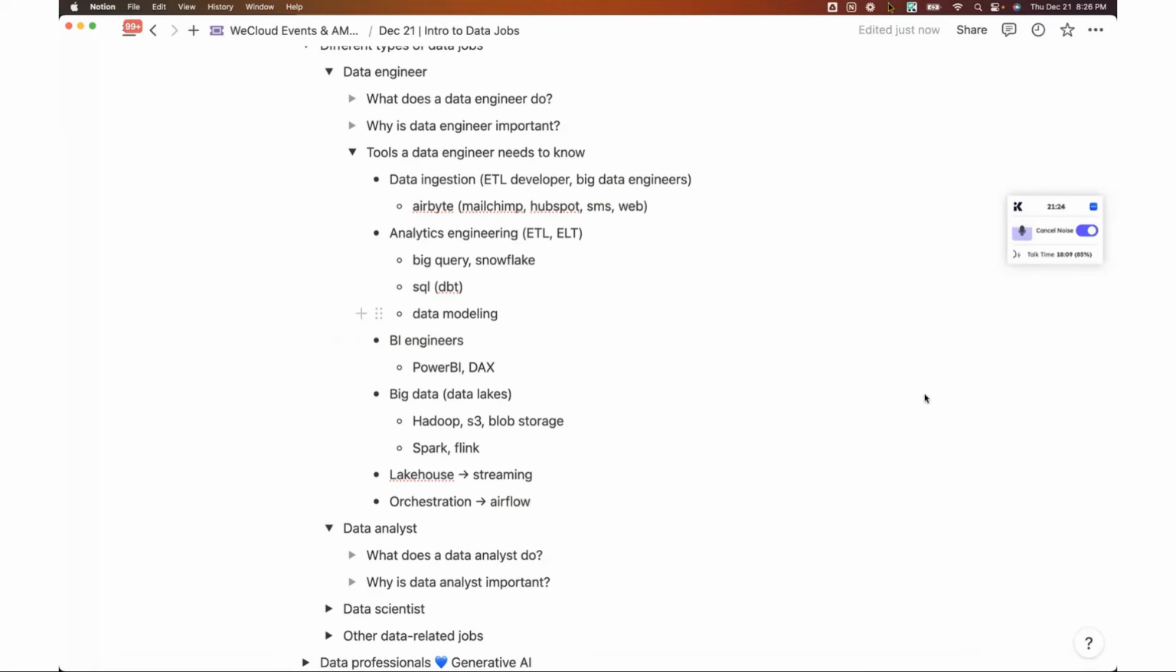Is it worth pursuing a career in data with the rise of AI in 2024? Especially data analyst? That's a good question. Well, first of all, my answer is definitely worth pursuing a career in data. I think generative AI or the rise of AI, it depends on how you look at it.